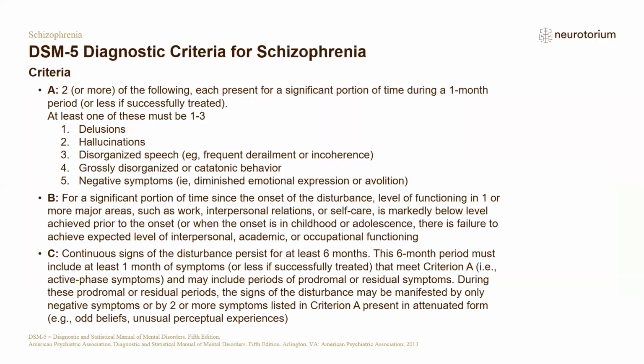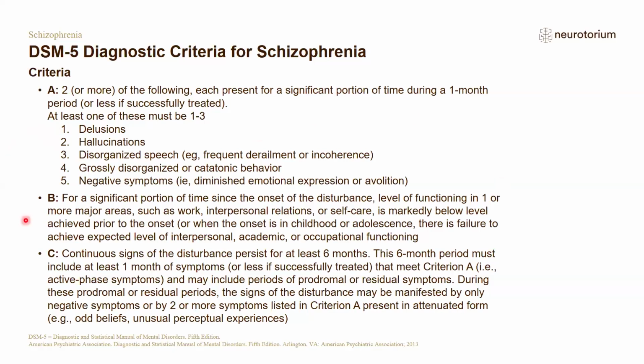So in the DSM-5, schizophrenia is diagnosed when a person has at least two key symptoms, which could be delusions, hallucinations, disorganized speech, grossly disorganized or catatonic behavior, or negative symptoms. But it is very important to note that one of the two symptoms I'm talking about here should be either delusions, hallucinations, or disorganized speech, and they should have been present for a significant portion of at least 1 month.